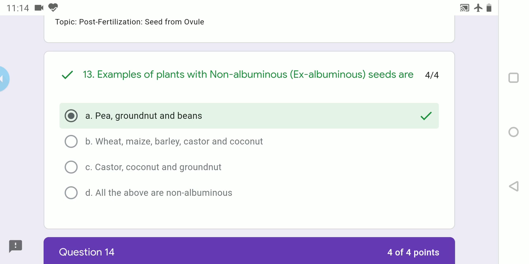What about the exalbuminous? The non-endospermic seeds. The seeds have no residual endosperm as it is completely consumed during embryogenesis. Examples are pea, groundnut and beans, or we can also say pulses, isn't it? Now you can identify the answer. Which is the right answer? Non-albuminous. Yes, option A is the right answer: pea, groundnut and beans.